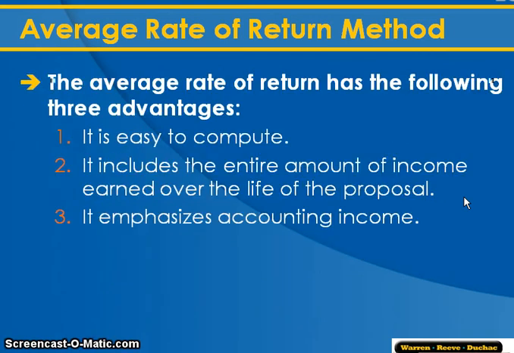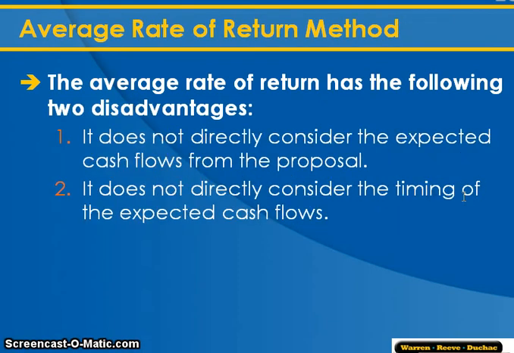Okay. People like the average rate of return because it's easy to calculate. You're looking at the total amount of income earned over the entire life of the machine. And don't worry, it emphasizes accounting income. I'm not going to go into that. Okay, disadvantages: the main disadvantage is you're not considering the time value of money, and you're not going to consider the timing of the cash flows when they're coming in.